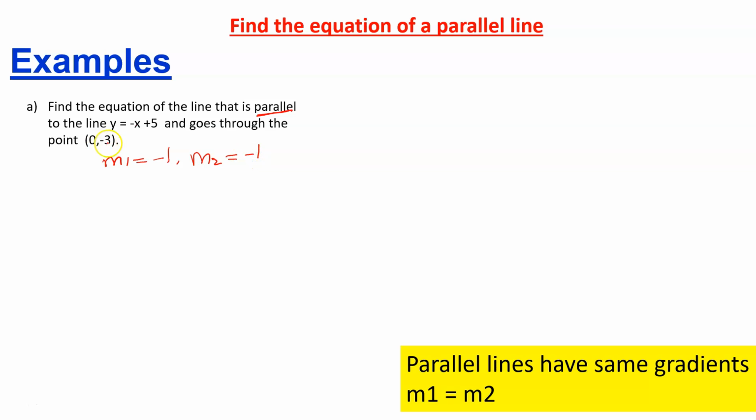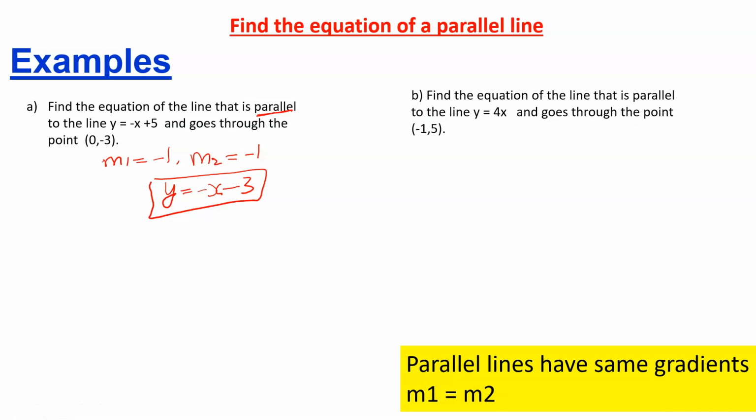This point is the intercept because x is 0, so we know everything. Our m is minus 1, we don't write down minus 1, but we write down minus x, and our c is minus 3. So this is the equation of the line. We use the information given, that they are parallel, and this word parallel provides us the gradient of the other line, because two parallel lines have the same gradient. Parallel lines have the same gradient, m1 and m2 are the same.